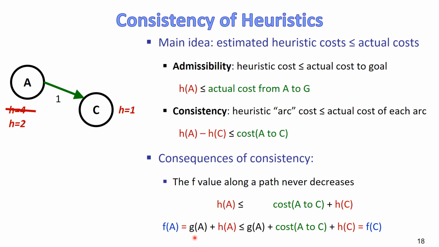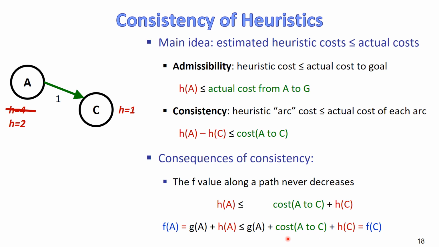Now look at G of A plus H of A. What is G of A plus H of A? G of A is the backward cost of A, so this is from the start state to A, plus H of A, which is the heuristic value at A, which is the forward cost. So the total of them is F of A, the value that we consider in A star. That's what we call F of A. Okay, so that's the left side.